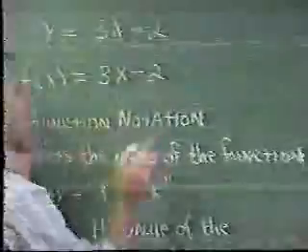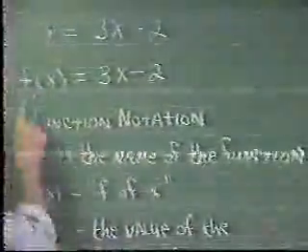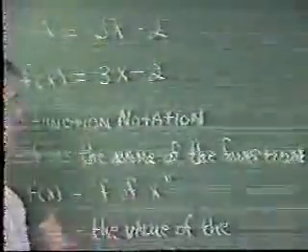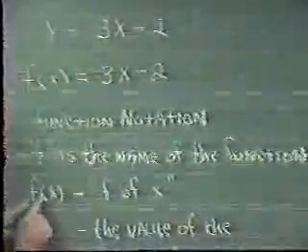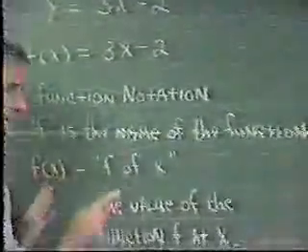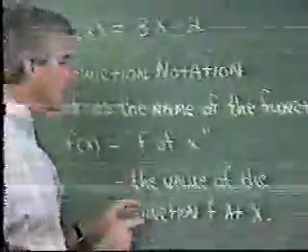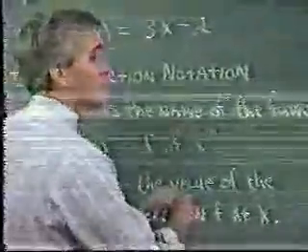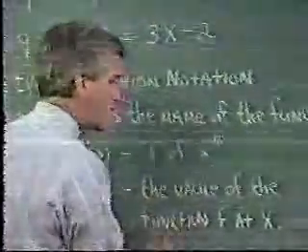H of x would be the h function. So the letter here simply names the function. Now, this notation is read f of x. It doesn't mean f times x. It's just read f of x, the function of x. And it is simply the value of the function f at x, whatever is chosen for x.